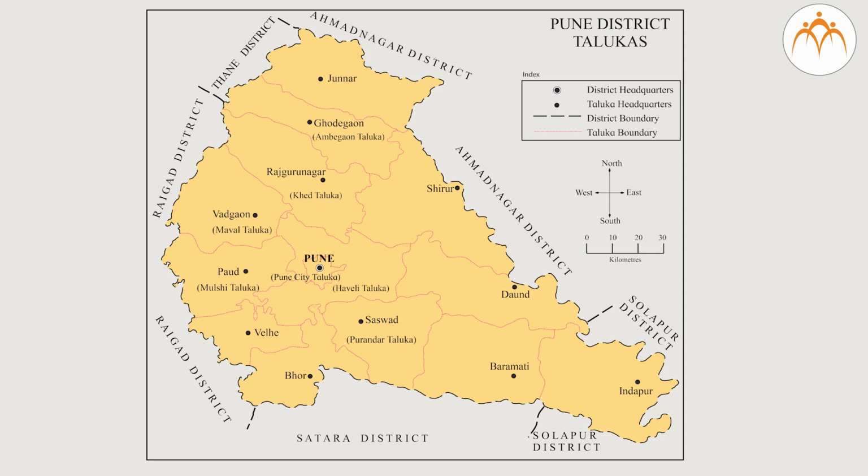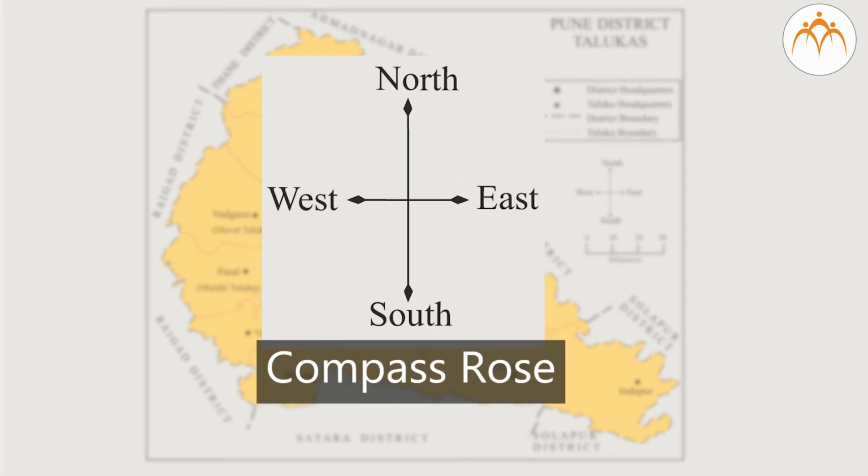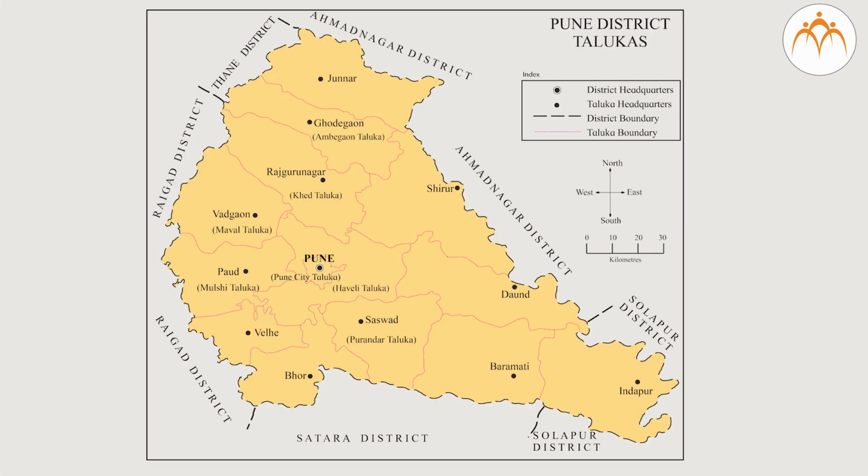Now let's have a look at this map. Directions are shown in this map. Look at them properly. The diagram of directions given in a map is called compass rose. The directions are identified from the compass rose. The compass or the arrowhead on the map always show the north.